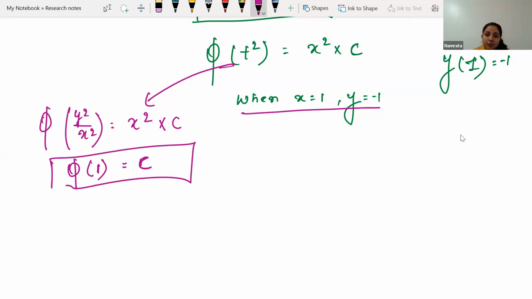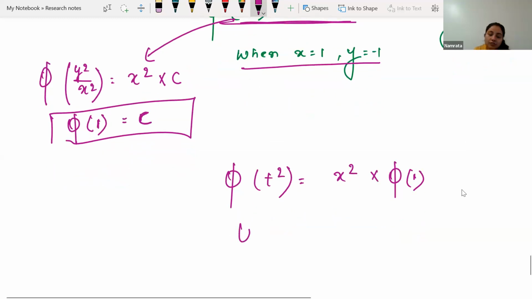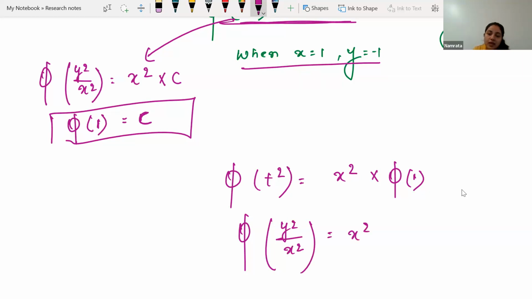And if we use this equation again, phi of t square is equal to x square into c, and c means phi of 1. Okay, t square means phi of y square by x square is equal to x square into phi of 1. This is what we are having in hand for now.